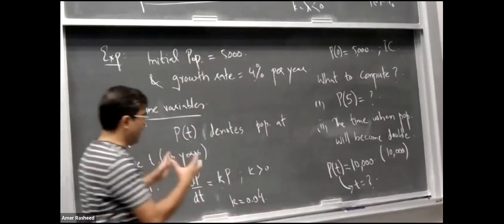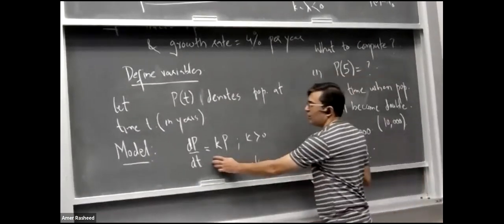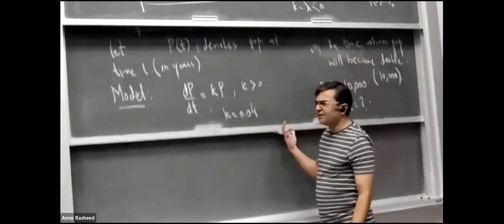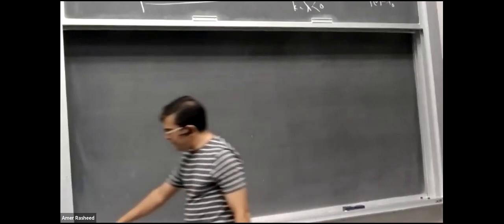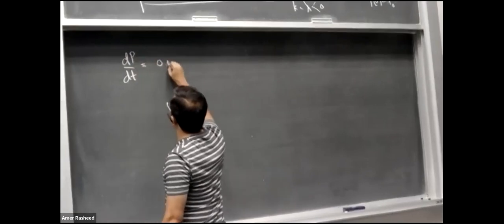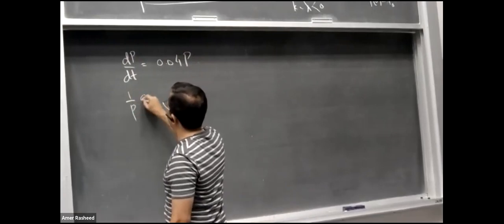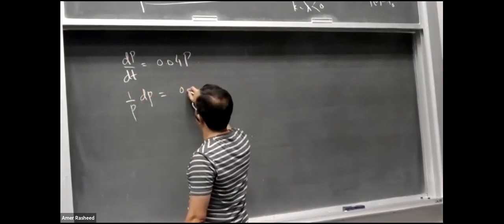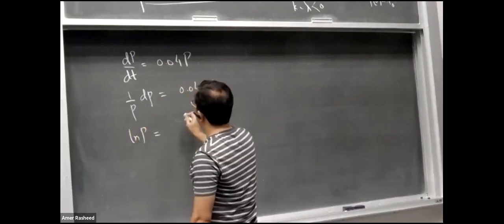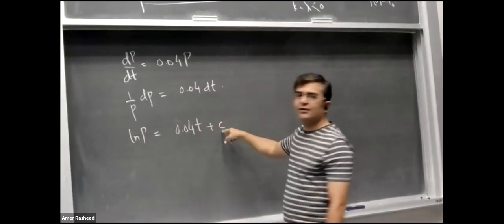Now let's attack it. Let's try to solve it. Now, this is our model. dP by dt is equal to 0.04 times P. It's a very simple separable differential equation. You can solve it easily. So you can take it 1 by P, dP is equal to 0.04 dt. So this will be natural log of P, and this will be 0.04 t plus C, where C is the constant of integration.